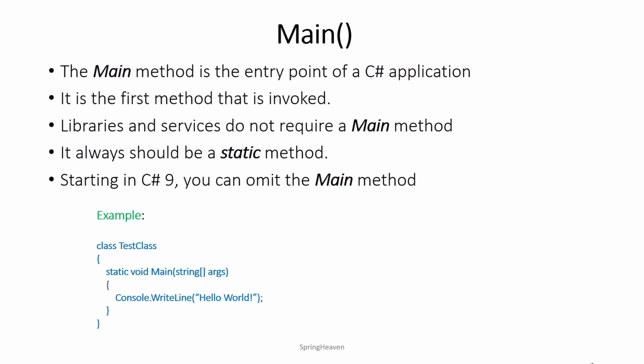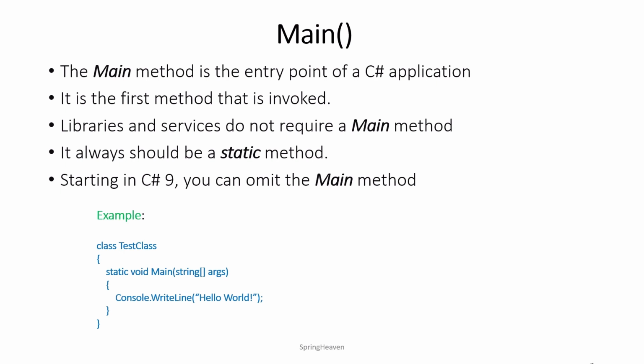In C Sharp, the main method is the entry point of an application. It is the first method that will be invoked upon running an application. The program starts and ends within the main method.